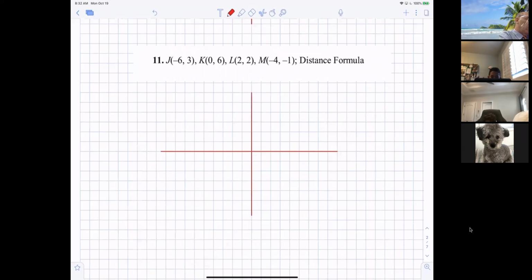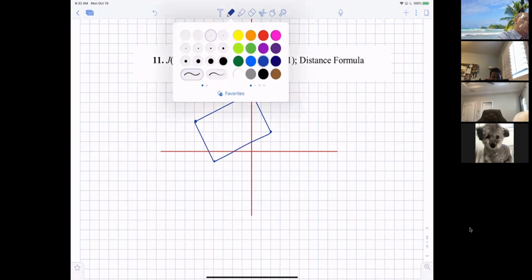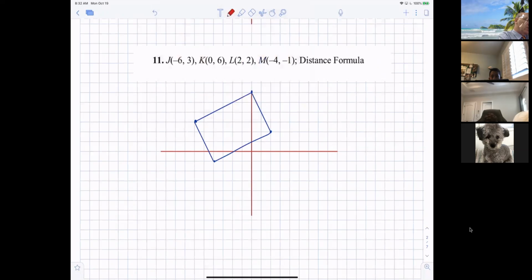So here we go. Let's graph this real quick. 1, 2, 3, 4, 5, 6, 1, 2, 3. 0, 1. Does that look like a rectangle? Is that what everybody else is getting? Bless you. Okay, so here we go. Let's graph now this first diagonal.